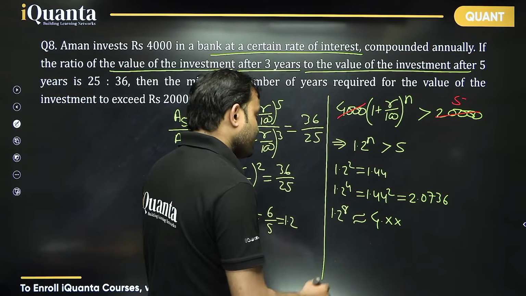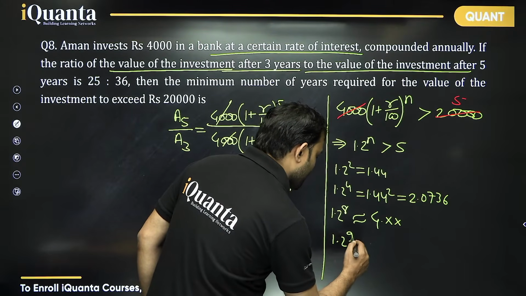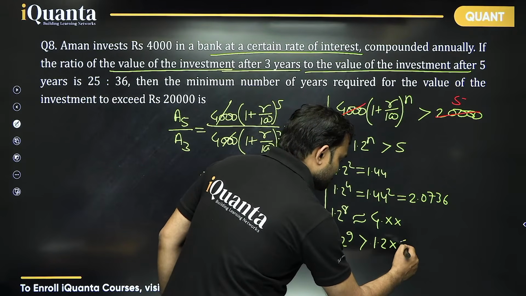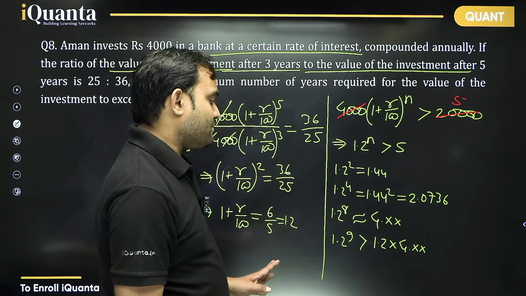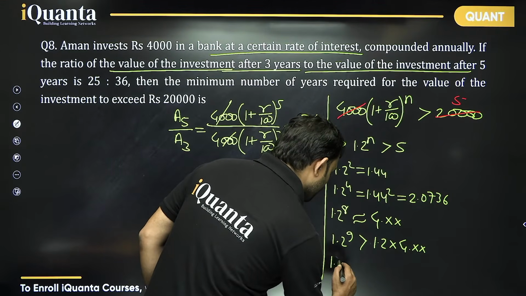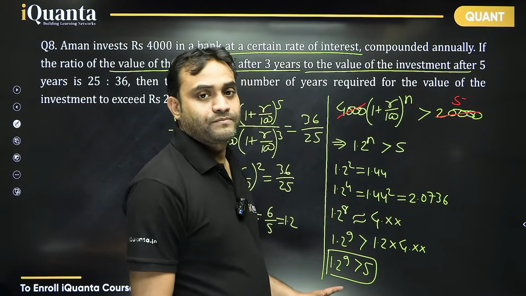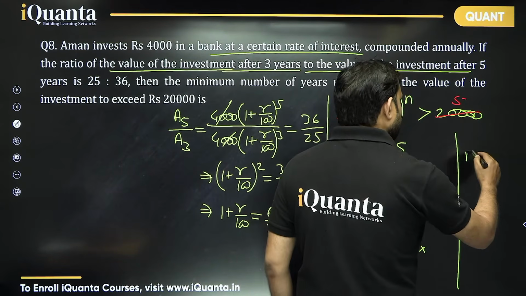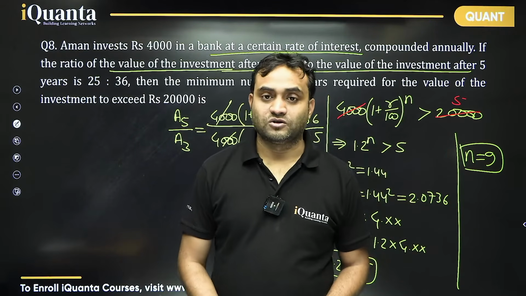And now if I multiply this number by 1.2, that means 1.2 to the power 9 will be greater than 1.2 into 4 point something, which is 4.8 something. So this value will exceed 5, right? Means 1.2 to the power 9 will definitely exceed 5. And that is our answer. What is our answer? N is equal to 9 here. The least number of years it will require to cross 20,000 will be 9.